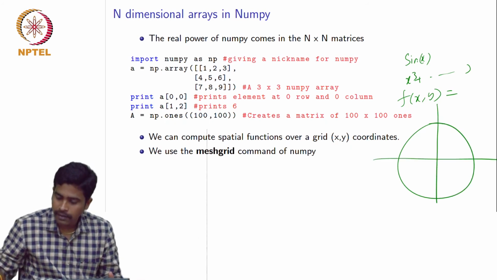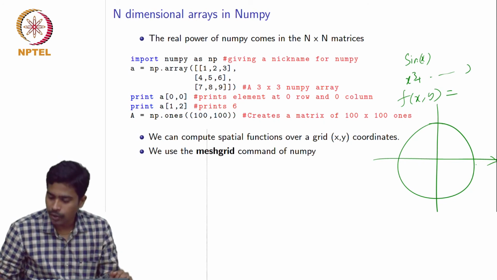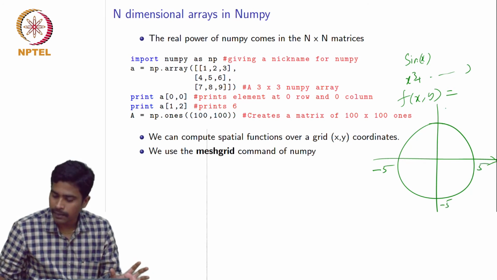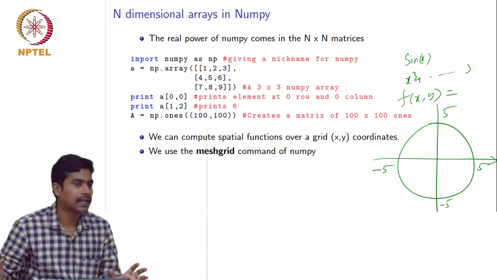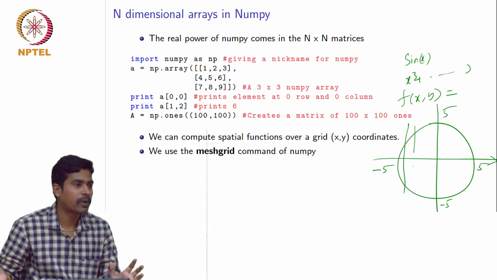So let me draw a lens for you, and this is the coordinate system. Let us say your lens is some 10 centimeters in diameter, so this is going to be minus 5 comma minus 5, this is minus 5 comma 5. This is the coordinate system of the lens. So you can sample this coordinate space into as many points as you want.